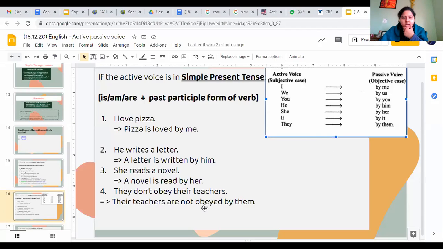All right, time is up. Now we are going on to the next one. That is, ये हो गया हमारा simple present tense. Now we will do simple past tense.